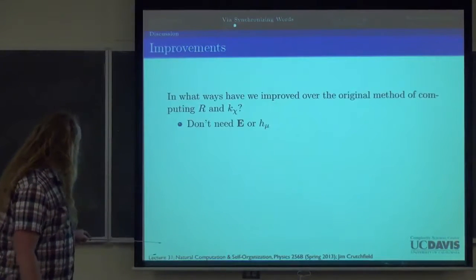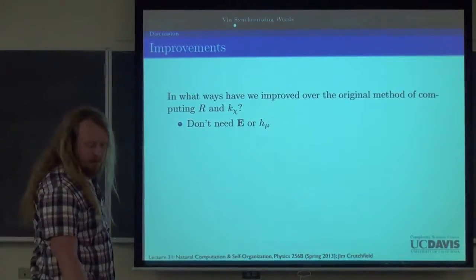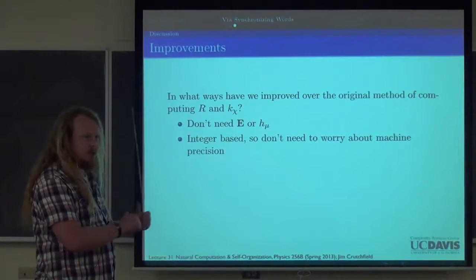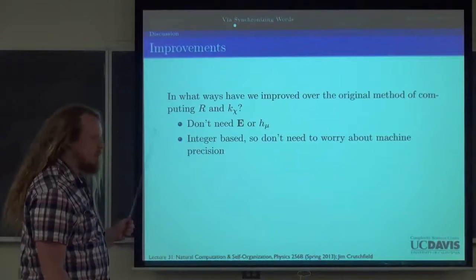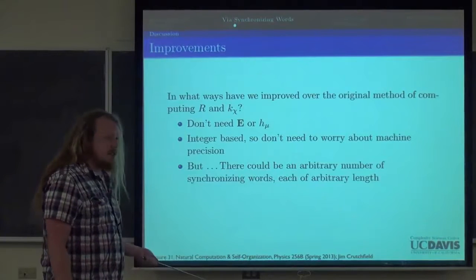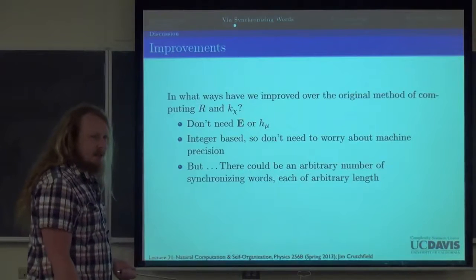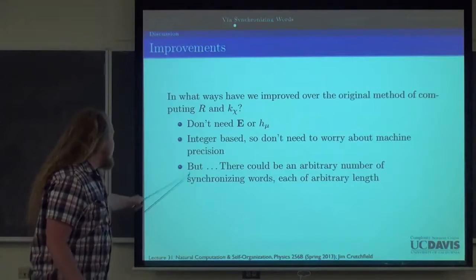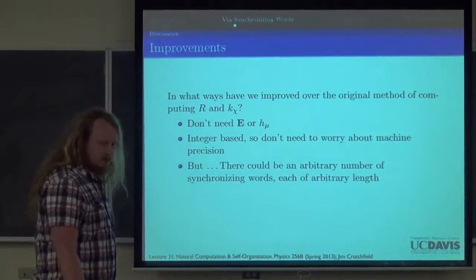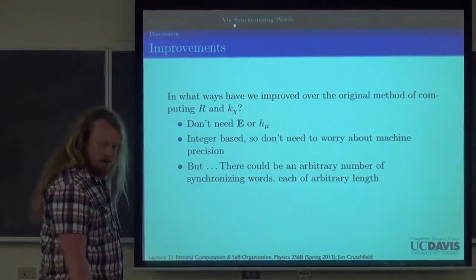The first advantage is we don't need to know E or H mu at all. Those don't matter. It's integer based, meaning we just need to keep track of what elements are in a set and which ones aren't, rather than keeping track of actual real floating point values, so we don't need machine precision. But when it comes to synchronizing words, they can be of arbitrary length and an arbitrary number of them, depending on the process. So we still have infinities to worry about, but we don't have to worry about differentiating very small numbers. Okay, so one problem down, but one still exists.